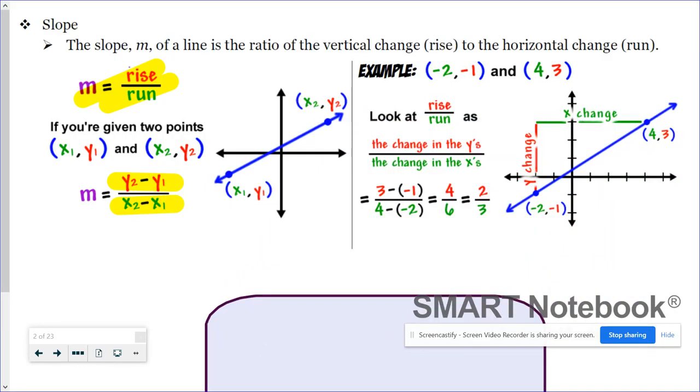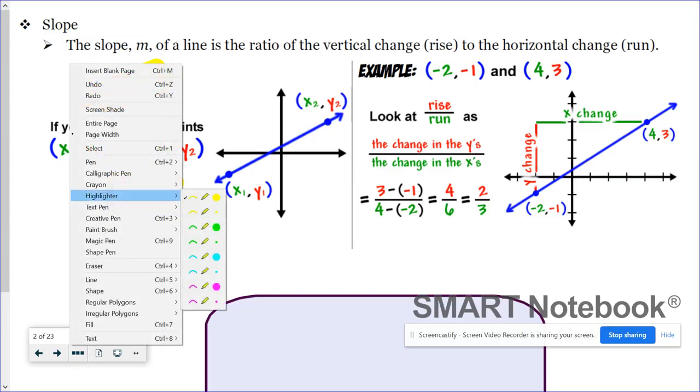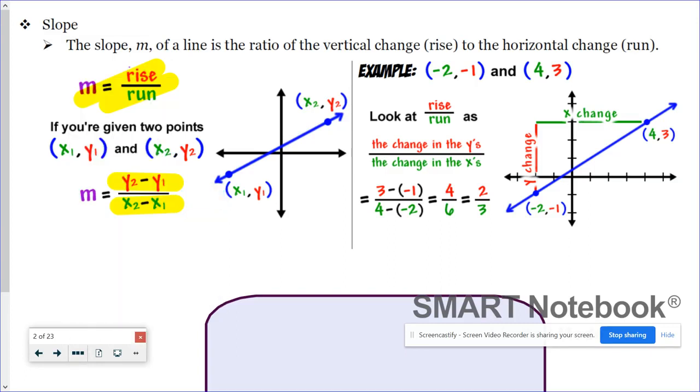Now, if you have the graph, you can look at the rise and the run. I always want to start on the left and move to the point on the right. And so here I'd have to rise up 4 units, and I'd have to run over 6 units. And so I can determine the rise and the run and then simplify the result because it's a ratio. Or I can use my formula, and that's what they're showing here. So they went 3 minus -1 over 4 minus -2, and ultimately they got a slope of 2/3.